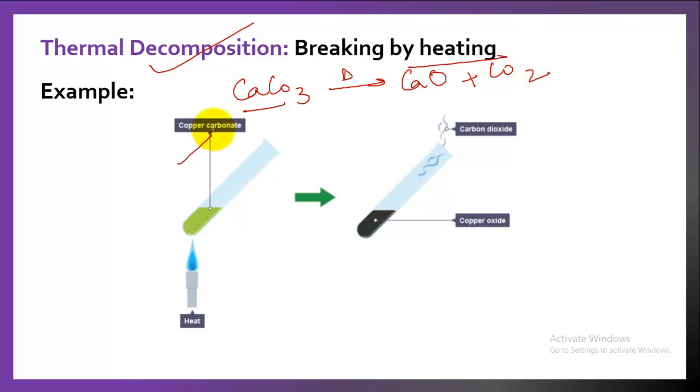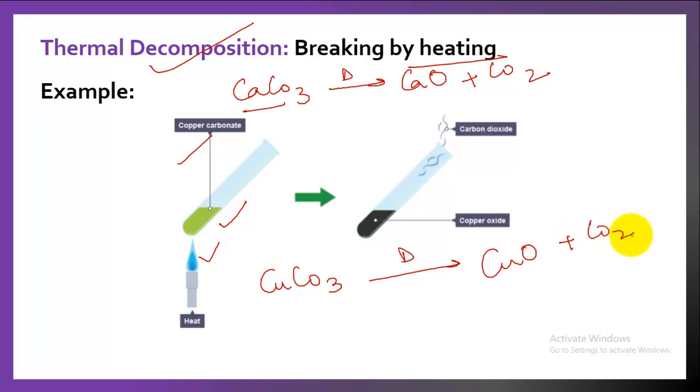Likewise, in this figure, we have copper carbonate, that is CuCO3. When we heat it, as you can see in the figure, we took a test tube, put copper carbonate in it and started heating it. As a result, we get copper oxide and carbon dioxide. This copper oxide is black in color, as you can see in the tube. And the gas liberated is carbon dioxide.